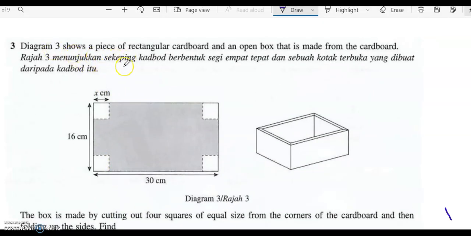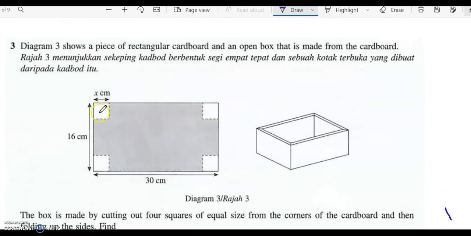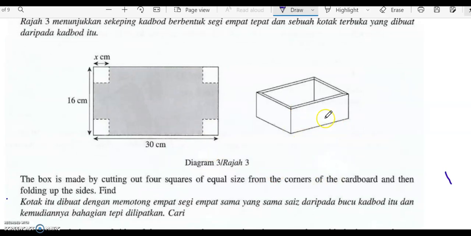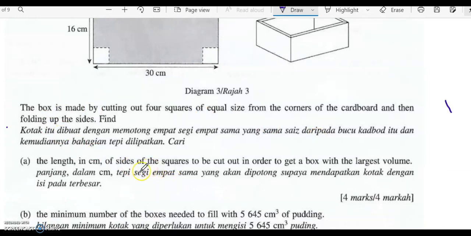Okay, diagram 3 shows a piece of rectangular cardboard and an open box that is made from the cardboard. Okay, the box is made by cutting out 4 squares of equal sizes from the corner of the cardboard and then folding up the side. Okay, so maknanya dia akan buang part ni 4 square at the edge of the cardboard. Okay, and then dia fold dapatkan bentuk box ni. Okay, so find the length of side of the square to be cut out in order to get a box with the largest volume.